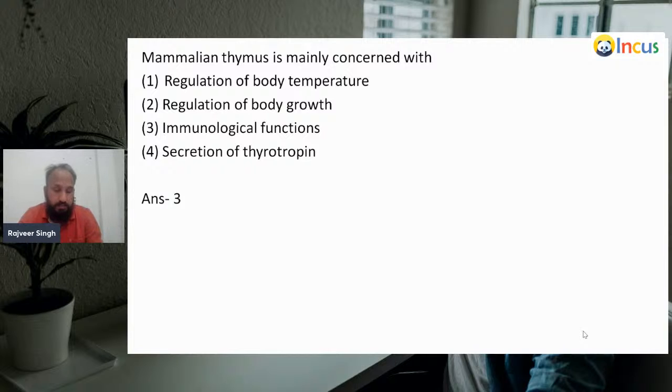So the first question of the day in front of you is asking: the mammalian thymus is mainly concerned with what? Regulation of body temperature, regulation of body growth, immunological functions, or secretion of thyrotrophin. So definitely, when we are talking about the thymus, we know the thymus is the thorn of the immunity, right? So definitely, you can pick the right answer, immunological function. But what is the concept behind this immunological function?